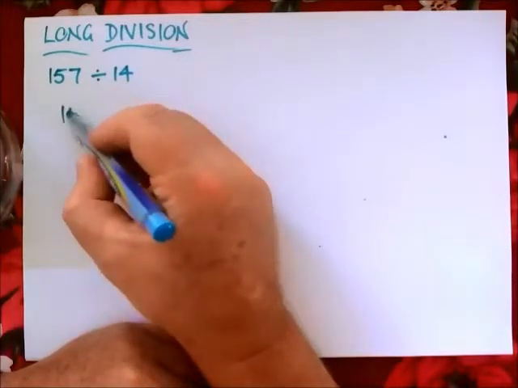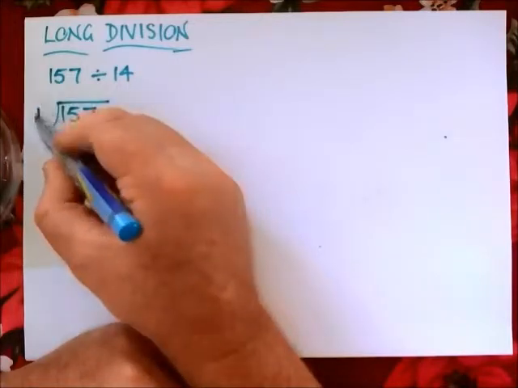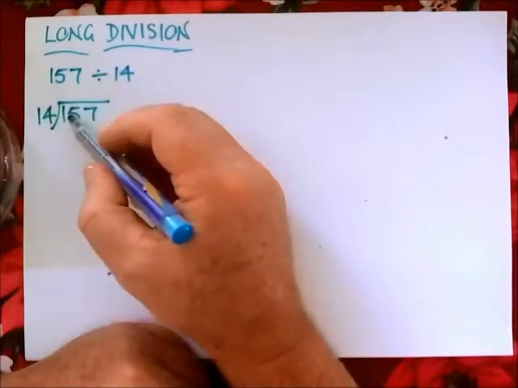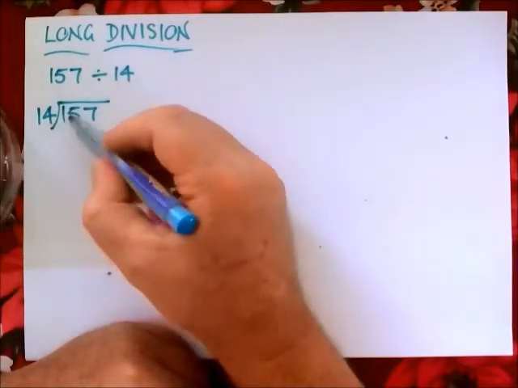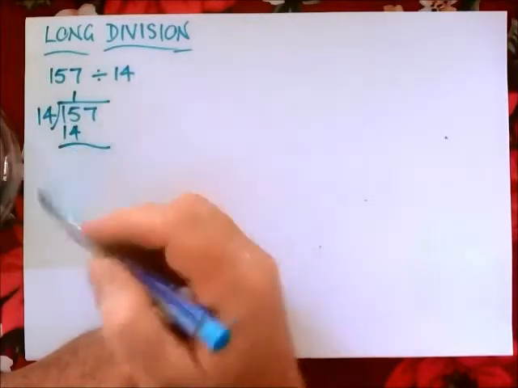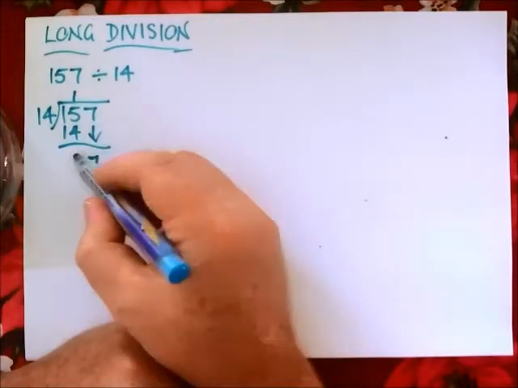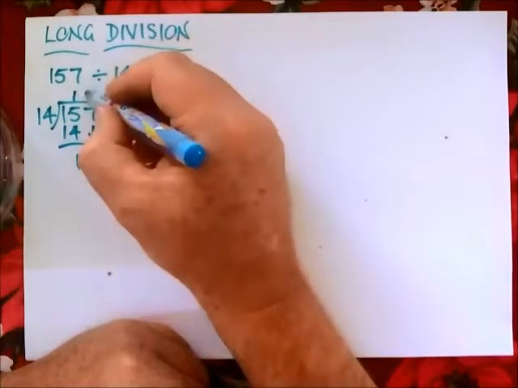So say we've got 157 divided by 14. I write it out with the 157 underneath the division sign and the 14 on the outside. So now I'm asking myself, can 14 go into 15? Yes, it can once, quite obviously. And what's left over? Well, there's 1, and I'll bring that 7 down.